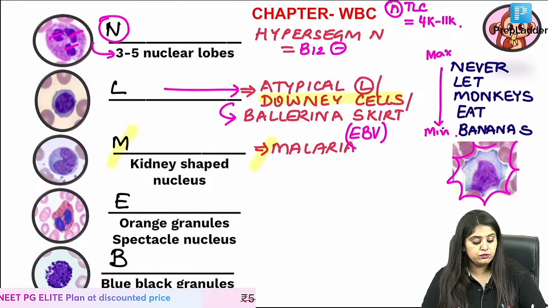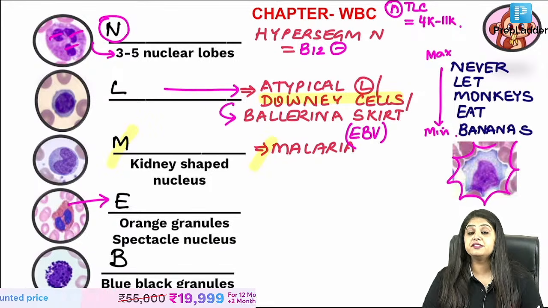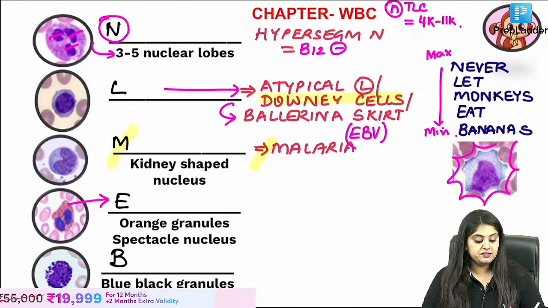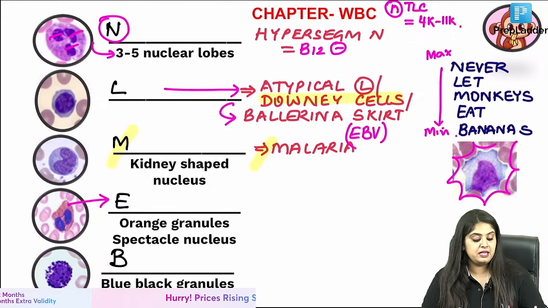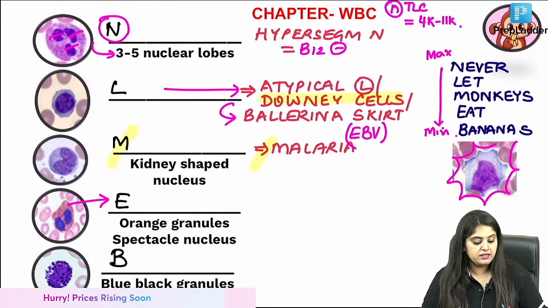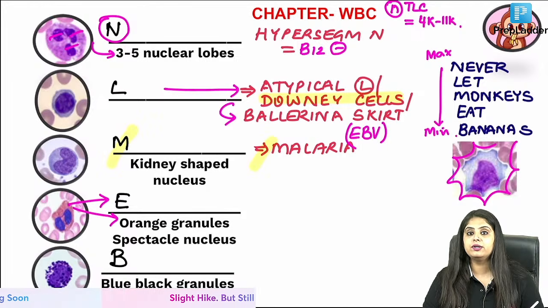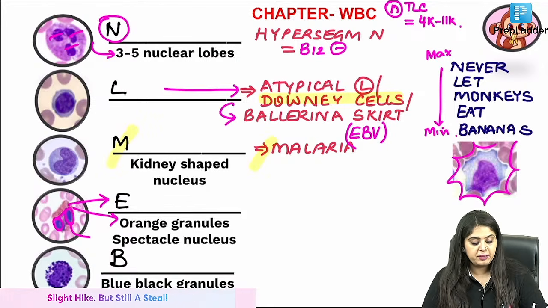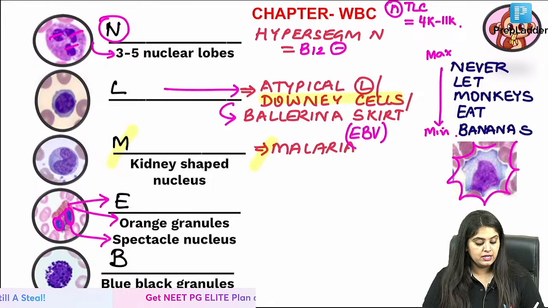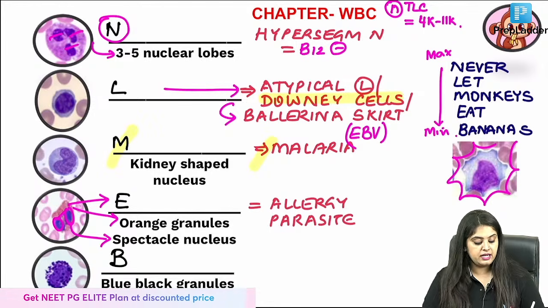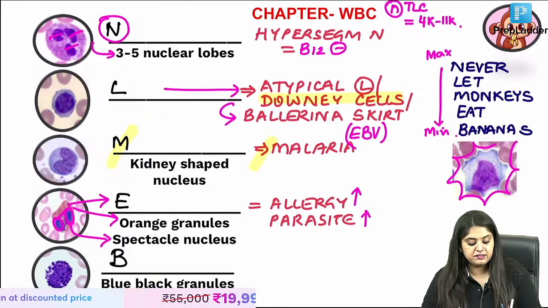Excellent. Coming to eosinophil, the season which is going on right now, the season of allergies, because it's a season change, pollen, so allergy happening. Eosinophil is easiest to identify because this is the only orange color looking cell, and it is going to have a spectacle-shaped nucleus. Very good. And eosinophils will increase where? In any kind of allergy and any parasitic infection.